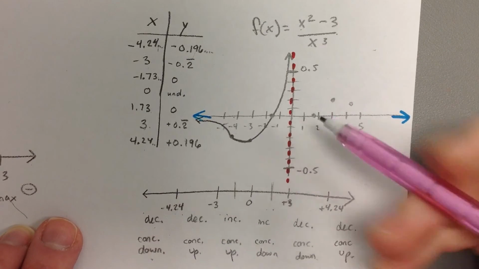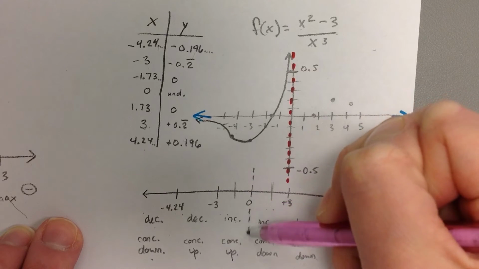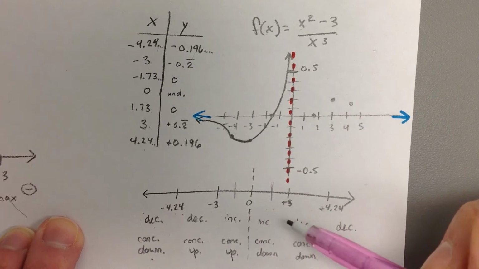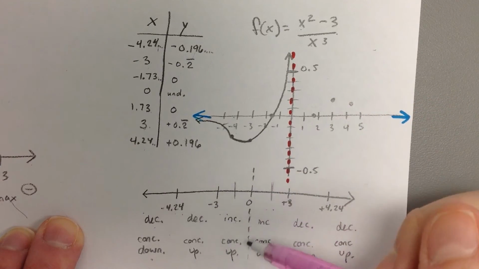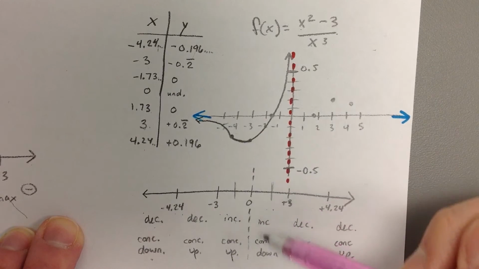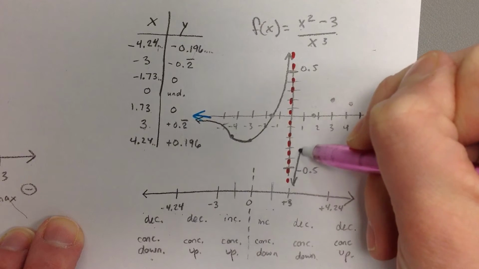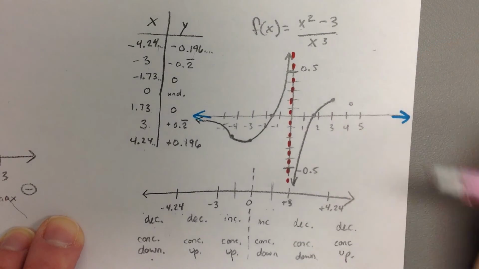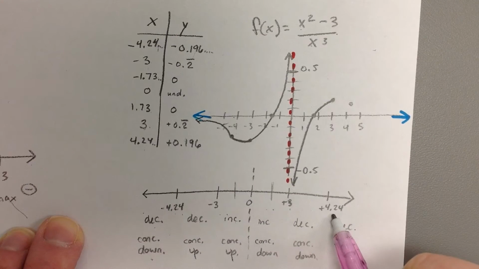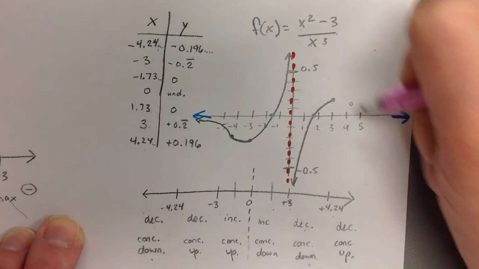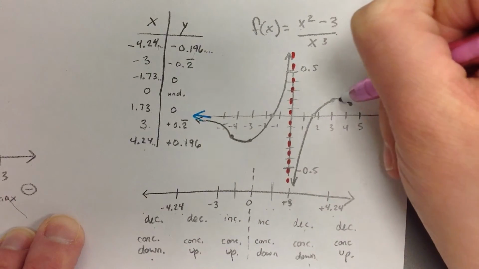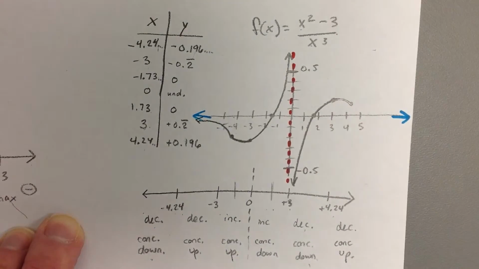Flipping over the asymptote now, I have my asymptote right here at 0. All the way from the asymptote up to +3, I am increasing, but I'm concave down. So I'm starting way down here, increasing, concave down, there we go. From 3 to 4.24, I am decreasing, concave down still. So I'm going to do something like that, ever so slightly decreasing, concave down.